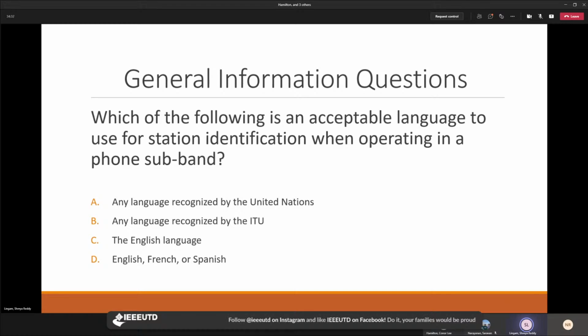So the last general information question is, which of the following is an acceptable language to use for a station identification when operating in a phone subband? A, any language recognized by the United Nations. B, any language recognized by the ITU. C, the English language. Or D, English, French, or Spanish. So I'll give everyone 15 seconds.